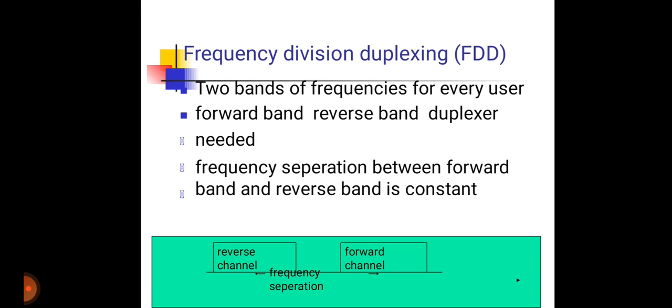The first one is FDD. FDD is frequency division duplexing. The figure of FDD is shown, in which there is a reverse channel, a forward channel, and the gap between them is the frequency separation. There are two bands of frequencies for every user, a forward band and a reverse band. A duplexer is needed for frequency division duplexing. The frequency separation between the forward band and reverse band is constant.